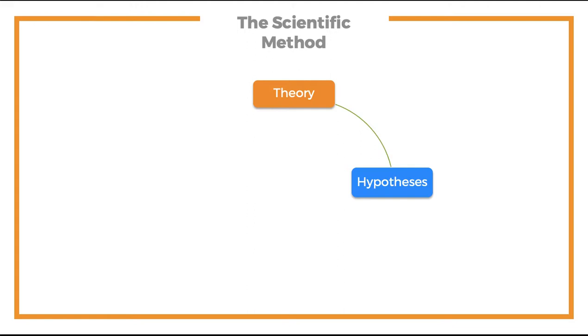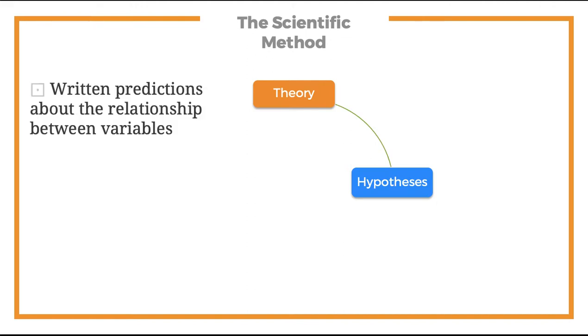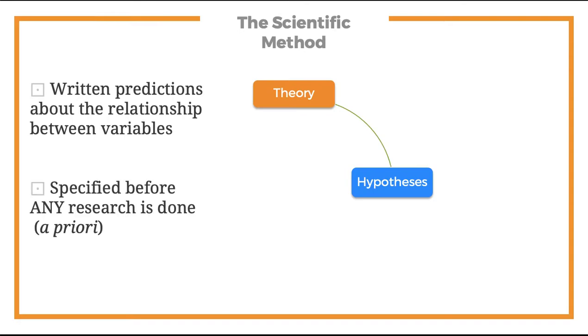So after we have a theory, we can use that to then create some predictions about what we think might occur in our own study. So formally defined, hypotheses are written predictions about the relationship between variables. Now, it's very important when we are creating hypotheses that these are done before we collect any data. This is called conducting these a priori.